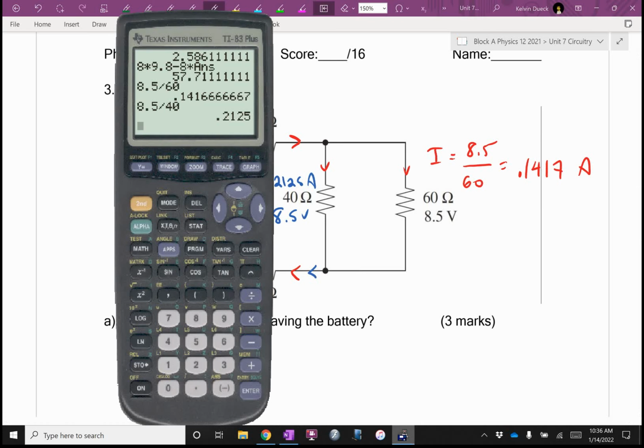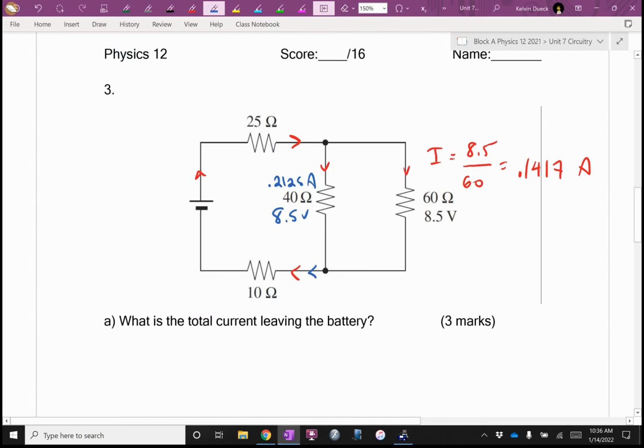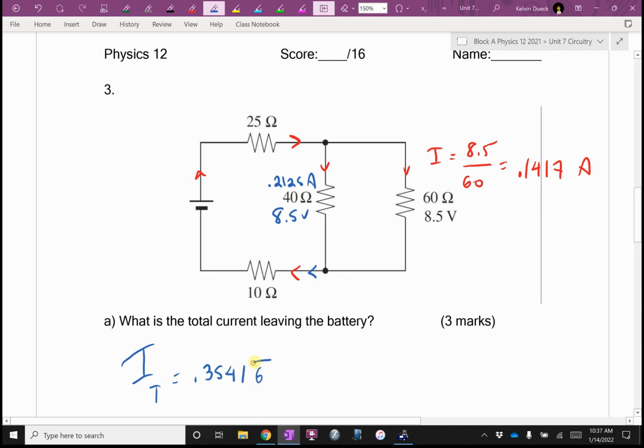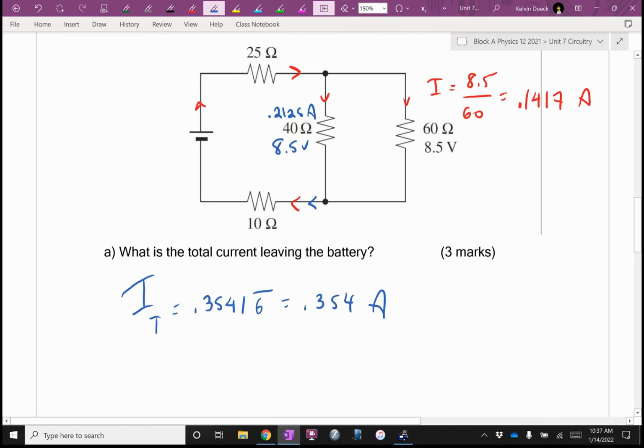I think now I have the total current. I think the total current is going to be 0.2125 plus, you know what, I'm just going to go 8.5 divided by 60 rather than round off, and then I think that's the total current, 0.3541667. If you wrote 0.354 or 0.35, I'm good with that. The total is 0.354, 1 and then 6 repeating, which is 0.354 amps. I kept the longer number in case I need it. Cool. It's got to be part B. Oh, what's the voltage of the battery?